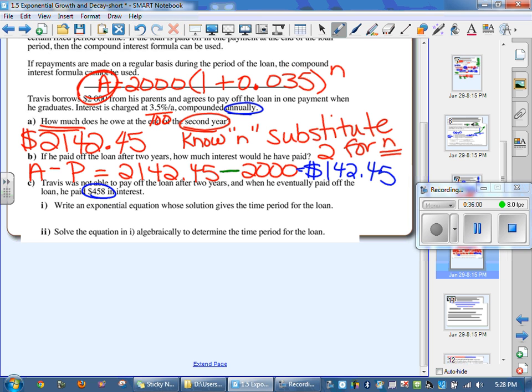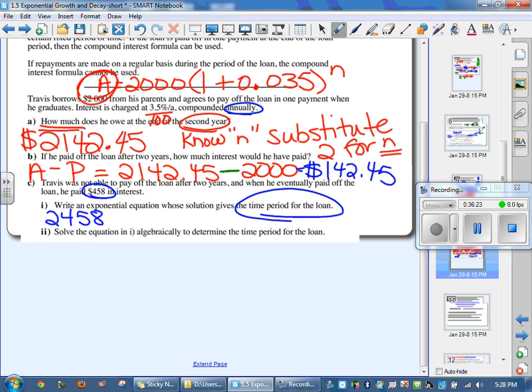I need to solve for the time period. Okay? So, we need to write the equation on the first part here. So we're going to have 2,458. Now, why is it 2,458? Because 458 is only the interest. You must add it to the original amount to get the total amount you have to pay back.